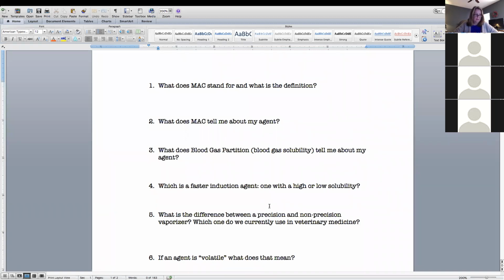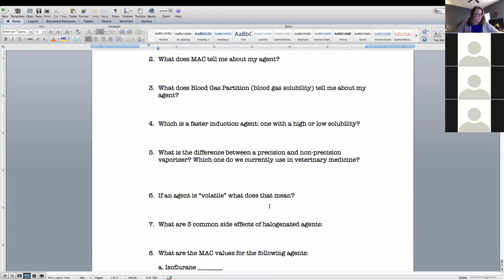Let me give you an example. Sevoflurane has the lowest blood gas solubility, but the highest MAC. So you can see right there that the low solubility means it's quick induction, but it has a higher MAC, because MAC is just telling me it's not as potent as, say, halothane, but it still works faster than halothane. So again, those things mean different things about the agents.